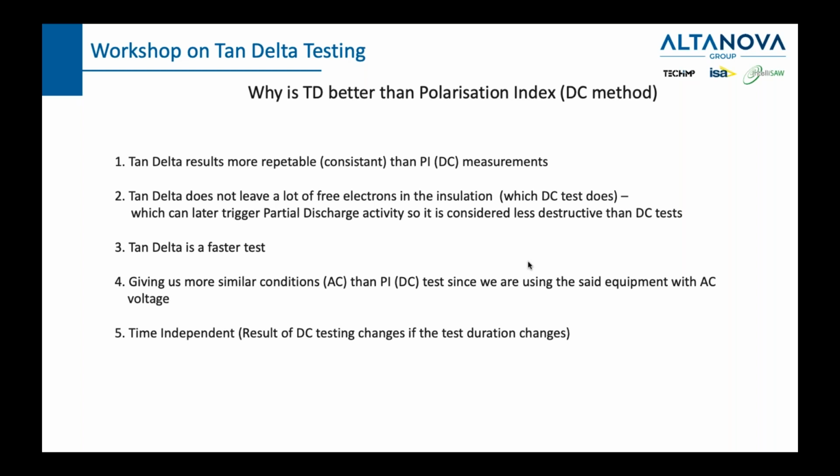Also, the tan delta, which is very important, doesn't leave a lot of free electrons in the insulation, because if you had some voids in the insulation, the free electrons can trigger a PD activity, which is definitely not good. So the tan delta is less destructive than the DC test. Also, tan delta is a faster test, because with the PI you need to measure for about 1 minute and then 10 minutes. And with the AC, since we use our equipment on AC voltage, it is a more similar condition. So that's why we love AC, because it is really doing the test with the situation which we have when we run our asset normally. And of course, it is time independent. AC you can measure for a long period of time, I mean tan delta, and the DC changes in time.